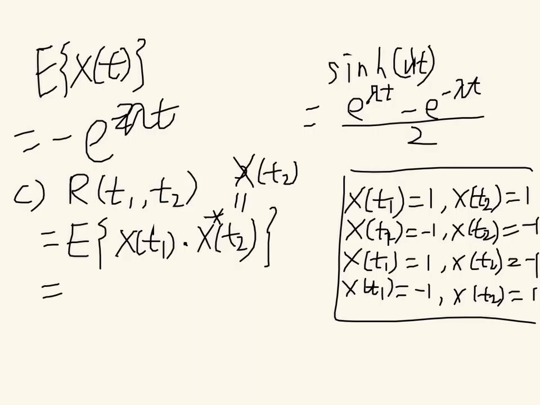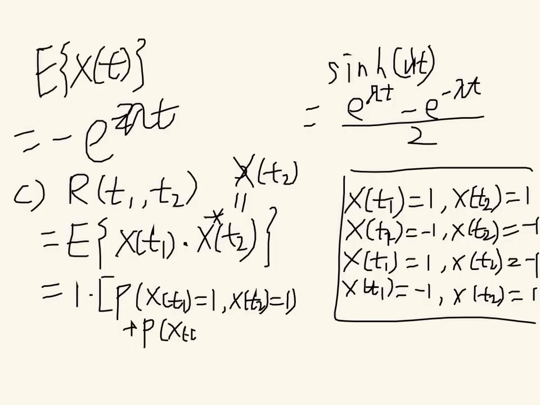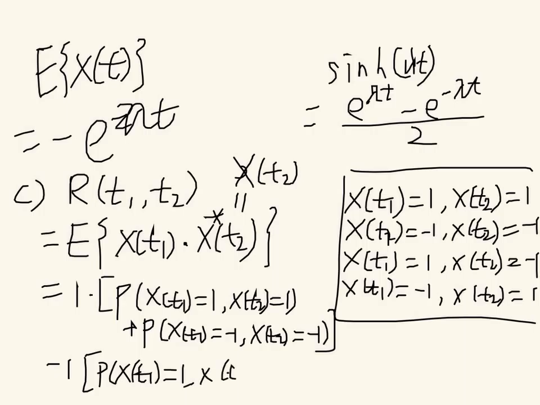So the expected value of X(t1) times X(t2) is equal to 1 times the probability of X(t1) equal to 1, X(t2) equal to 1, plus the probability of X(t1) equal to minus 1 and X(t2) equal to minus 1, minus 1 times the probability of X(t1) equal to 1, X(t2) equal to minus 1, and plus the probability of X(t1) equal to minus 1 and X(t2) equal to 1.